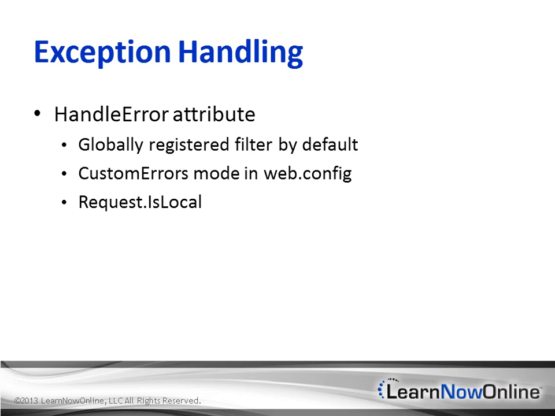Another property that can help us out is a property of the HTTP request, which is local. This will be true if the request is coming from the local host, or false if it isn't. So that's something that we might use when we are setting up our custom error pages. If the exception is local, then we may want to display a lot of elaborate debugging information. But if the request is not local, then that means this is actually in production somewhere, and we may just want to display a very user-friendly page.